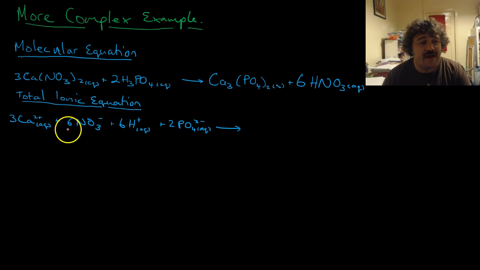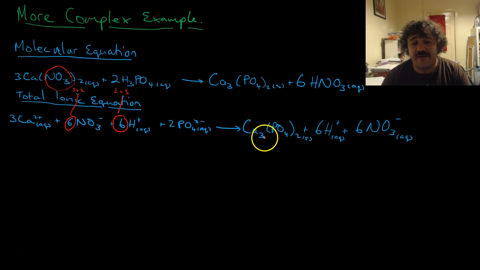So our total ionic equation looks like this. We go calcium, and so on. And we can see, this is what makes it more complex. We have 6 nitrates, because here we have nitrate times 2 times 3. So 3 times 2 gives you 6. 2 times 3, so 2 there, times 3 gives you 6 hydrogen ions. And you can see how that's all shaking out. 2 phosphates, there. Now here we have our calcium phosphate as a solid, our 6 hydrogen ions, our 6 nitrate ions.